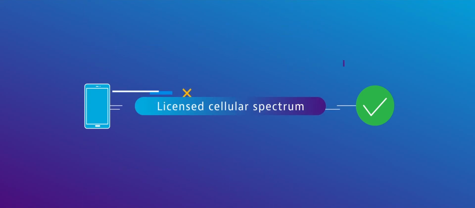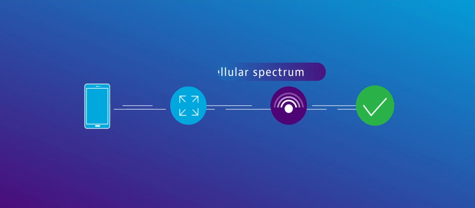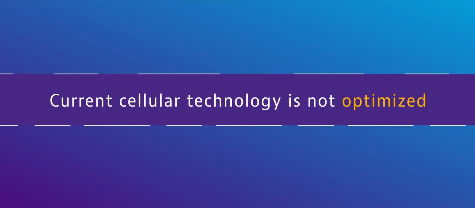In contrast to technologies that use unlicensed spectrum like Sigfox and LoRa, operation of IoT devices in licensed cellular spectrum ensures capacity and coverage performance can be guaranteed for the lifetime of a device. But current cellular technology is not optimized for this massive machine-type communication.